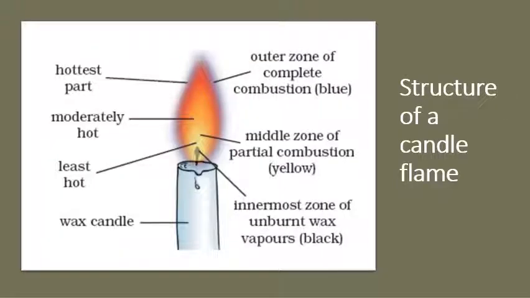Now, let us talk about the structure of a flame. When we talk about the structure of a flame, we can take the simplest example of a burning candle. In this picture, children, you can see the burning candle. The candle's flame has got three zones. The inner zone, that is of unburnt wax vapors. It is black in color. Next is the middle zone, which is yellow in color. And the outermost zone is the zone of complete combustion. It is bluish in color.